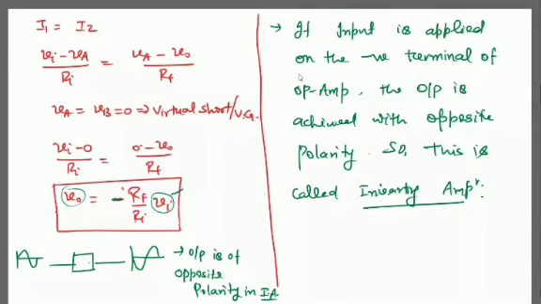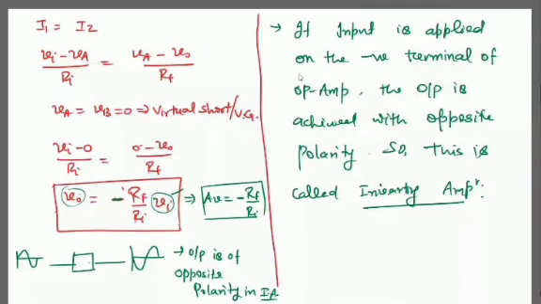And this V0 over Vi, this is called AV equals minus Rf over Ri. This is the closed loop voltage gain, minus Rf over Ri.